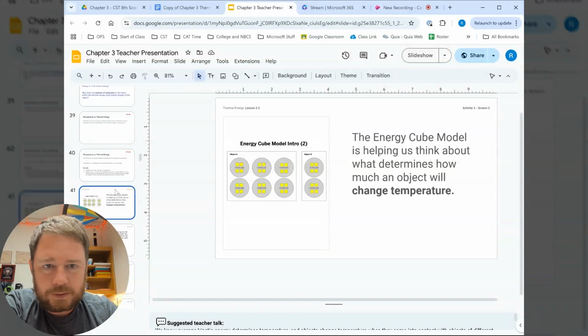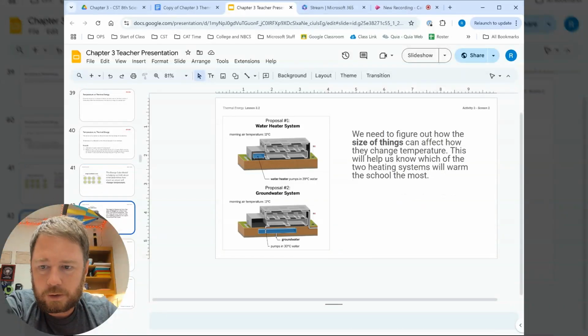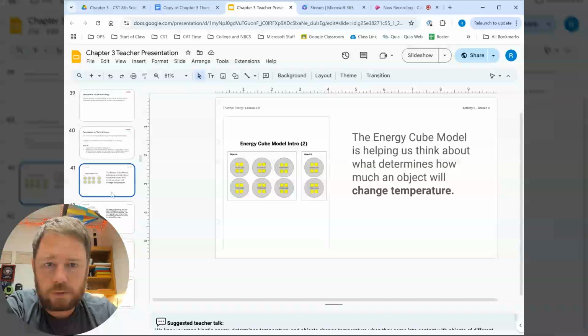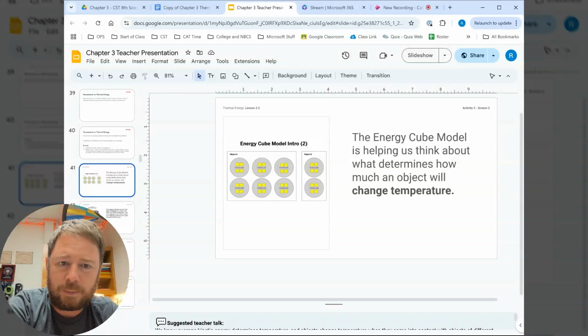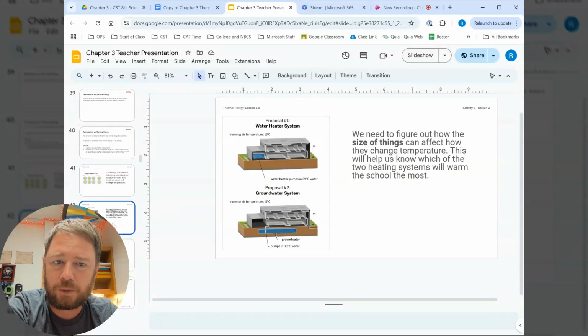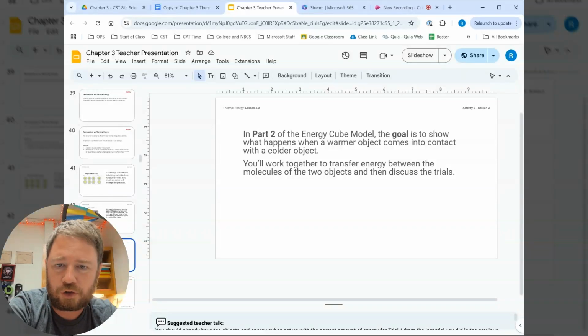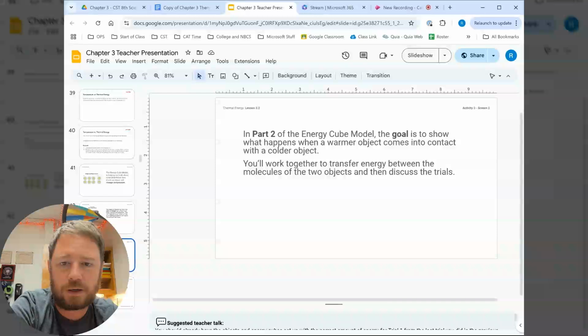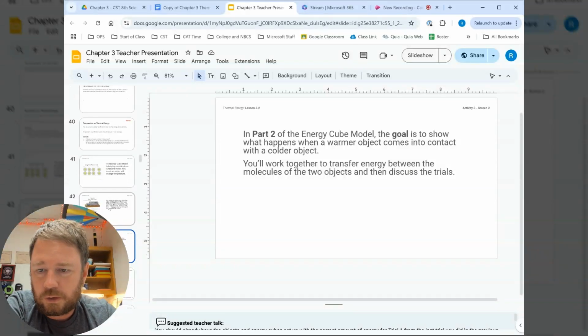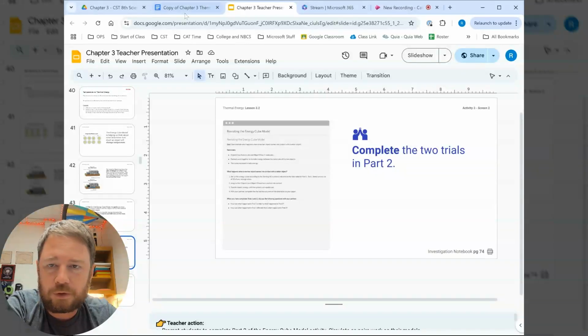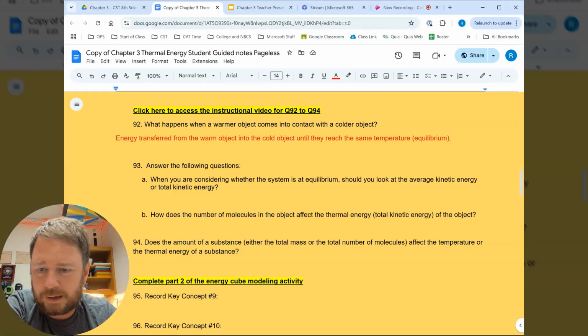All right, the next activity is the second part of the energy cube model. I have a separate video for this, so we're going to use the energy cube model to help us think about what determines how much an object will change temperature. Will it change temperature just a little bit or a lot? And that depends on the size of the objects. So in part 2 of the energy cube model, the goal is to show what happens when a warmer object comes in contact with a colder object. So go ahead and complete the 2 trials. In part 2, you can get the access to this video right here before question 95.